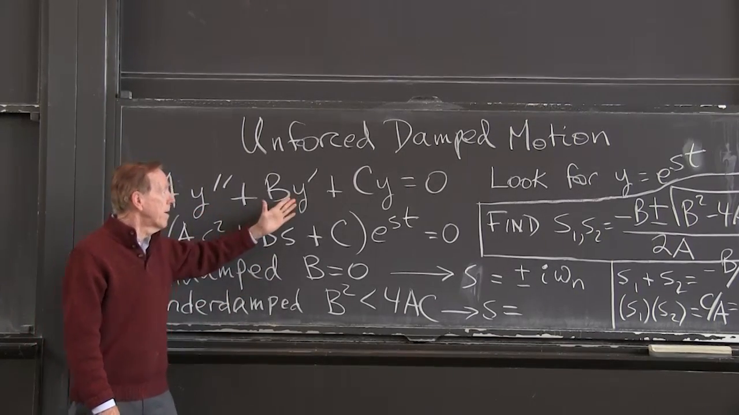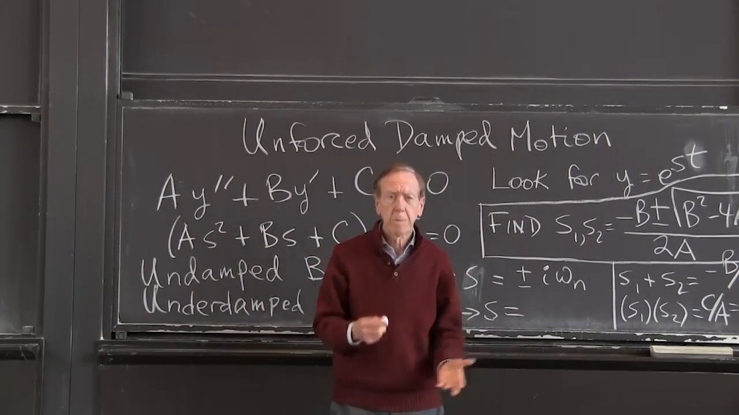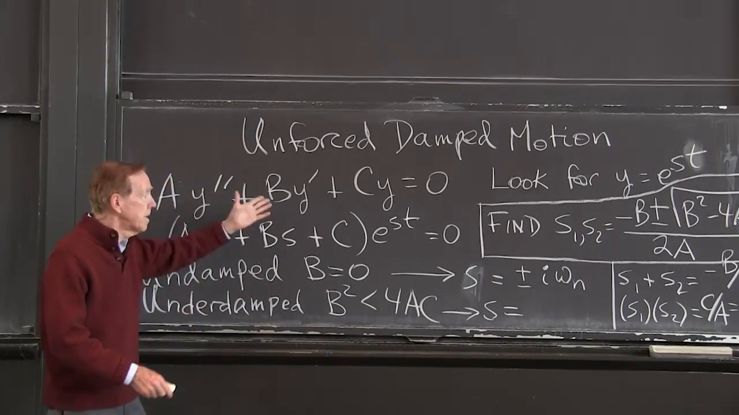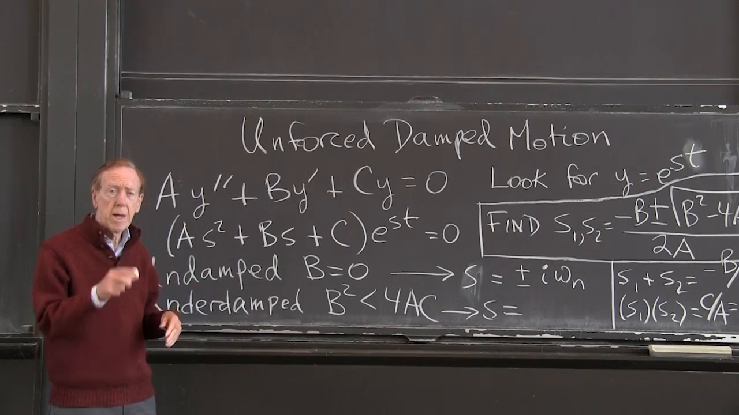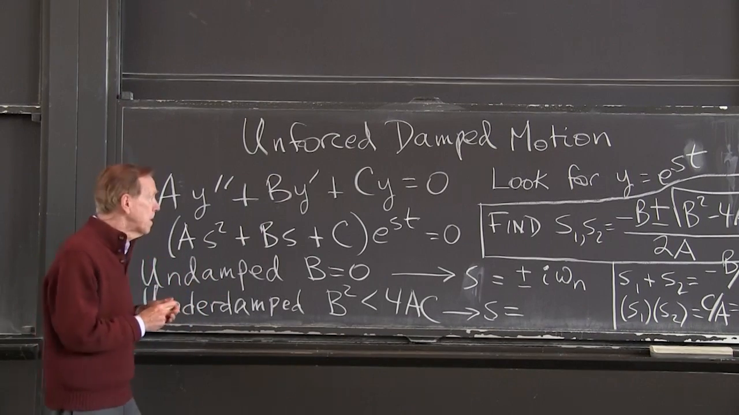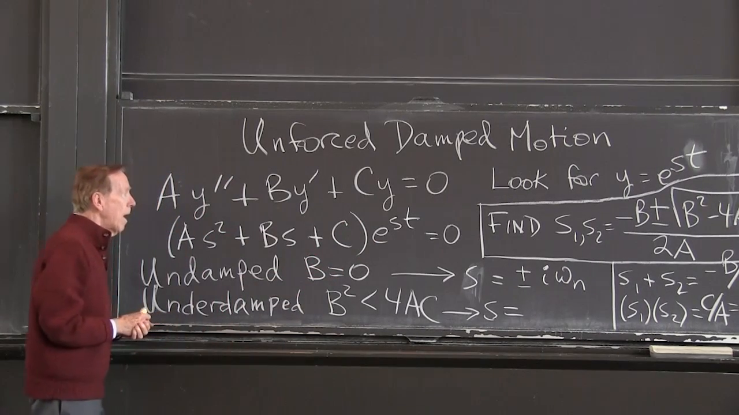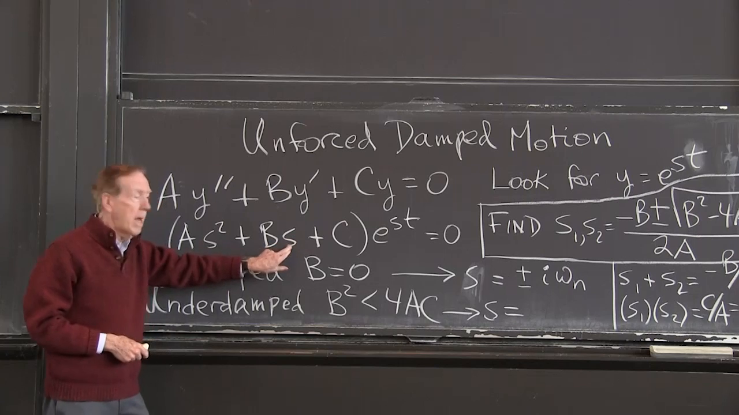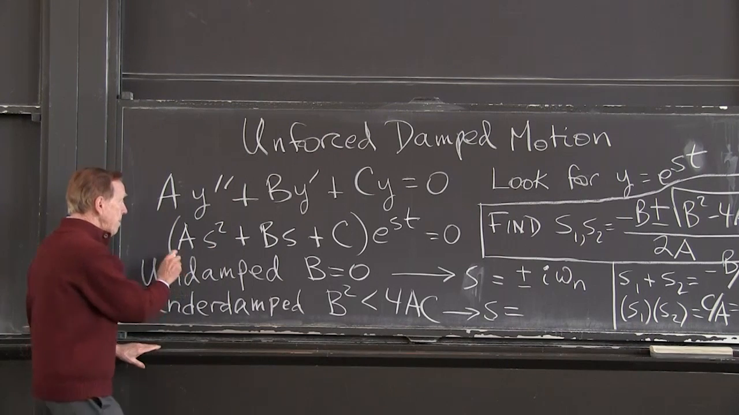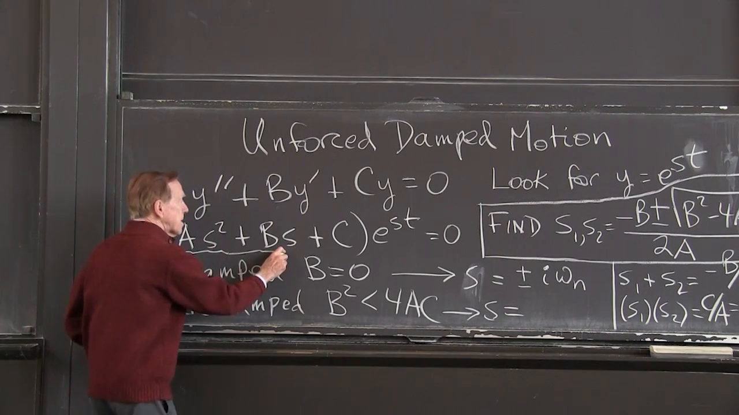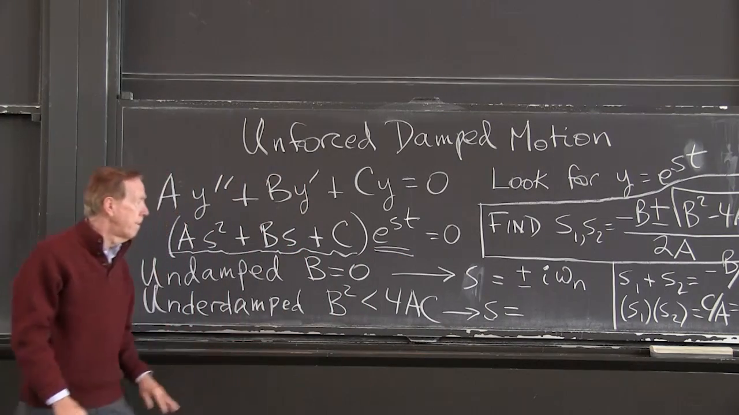And we want to look for exponentials. A pure exponential is just right for a constant coefficient equation like that. So I'll substitute y equals e to the st. And what happens? Well, there's a c e to the st, that's the cy. The derivative brings down an s. Two derivatives bring down s squared. So I simply have as squared, bs, and c all together multiplying e to the st.